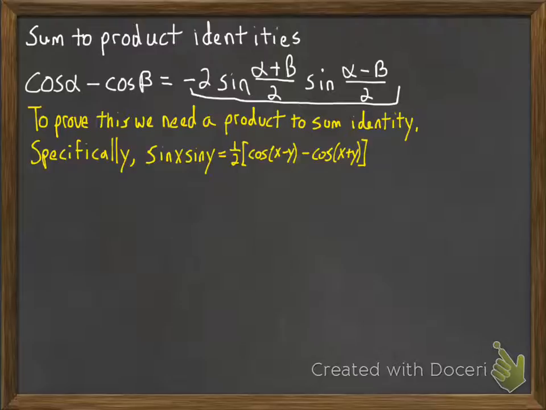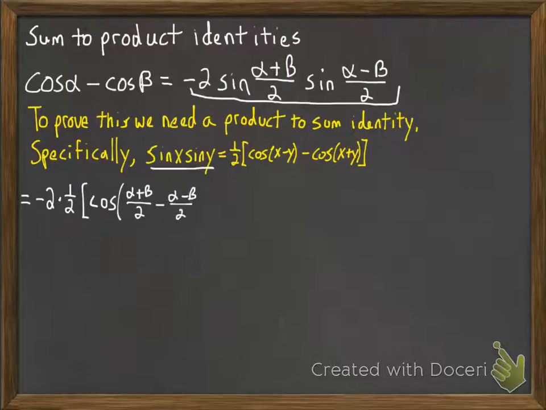So what we're going to do, much like we did before, is start with the more complicated side, in this case again the right-hand side. We're going to take that formula and plug it in for x and y in the formula we've already proven. So it's -2 sine of alpha plus beta over 2 times sine of alpha minus beta over 2, going in for x and y. It'll be 1/2, and then in the quantity cosine of x minus y, x is being replaced by alpha plus beta over 2, and then minus y, which will become alpha minus beta over 2. And then the same thing in the other one, minus cosine of x plus y, so cosine of alpha plus beta over 2 plus alpha minus beta over 2.